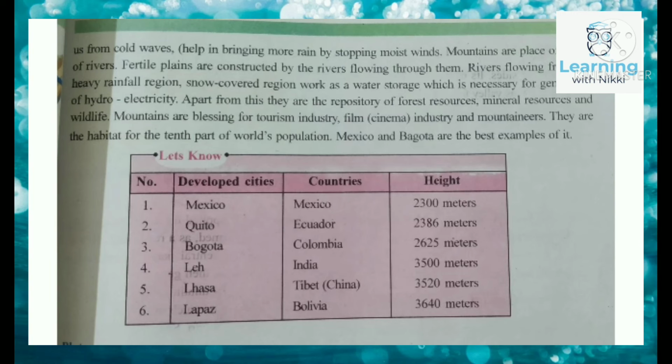Quito, Ecuador, 2,386 meters. Bogota, Colombia, 2,625 meters. Leh, India, 3,500 meters. Lhasa, Tibet, China, 3,520 meters. Sixth is La Paz, Bolivia, 3,640 meters.